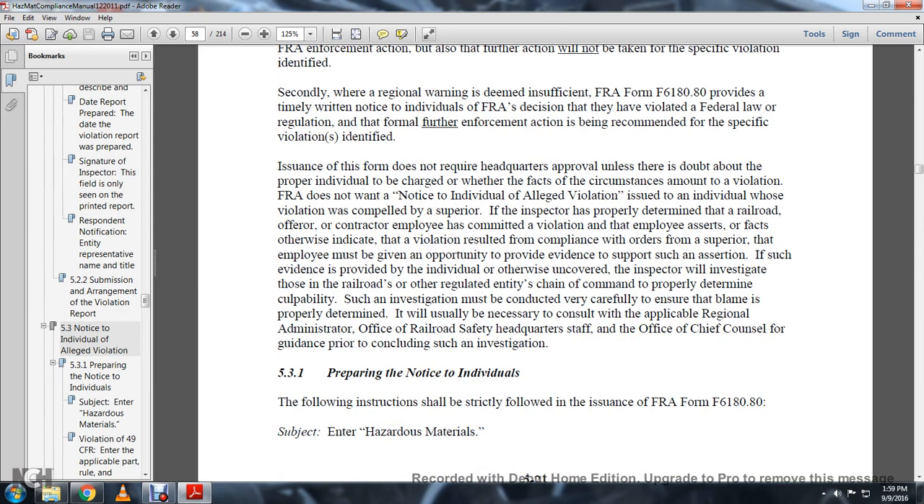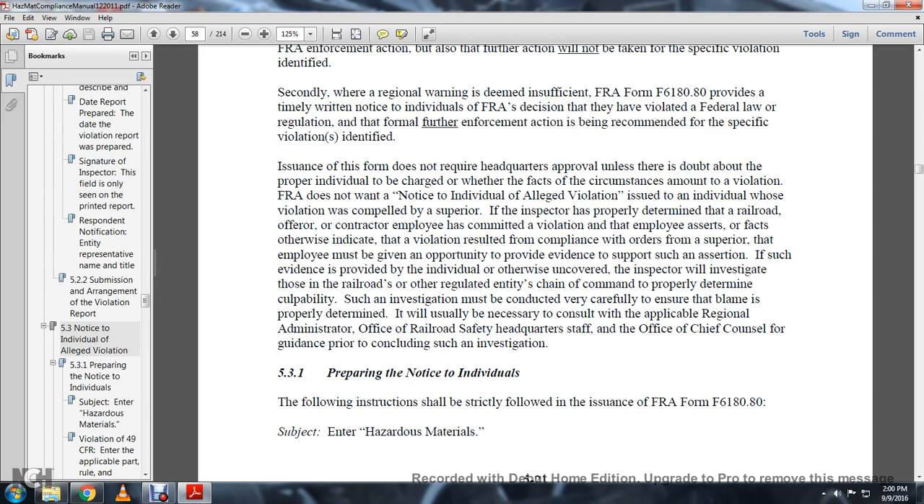If the inspector properly determines that the railroad officer or contractor employee has committed the violation, but the employee asserts, or the facts otherwise indicate, that the violation resulted from compliance with orders from a superior, that employee must be given the opportunity to provide evidence to support such an assertion. If such evidence is provided or otherwise uncovered, the inspector will investigate those in the railroad's chain of command to properly determine culpability.